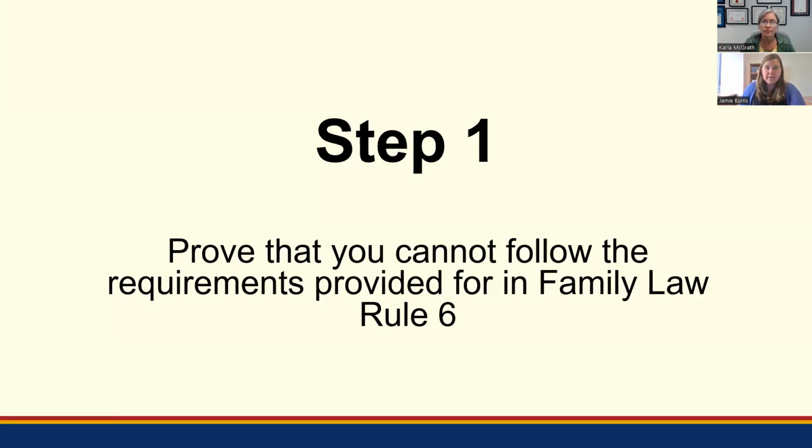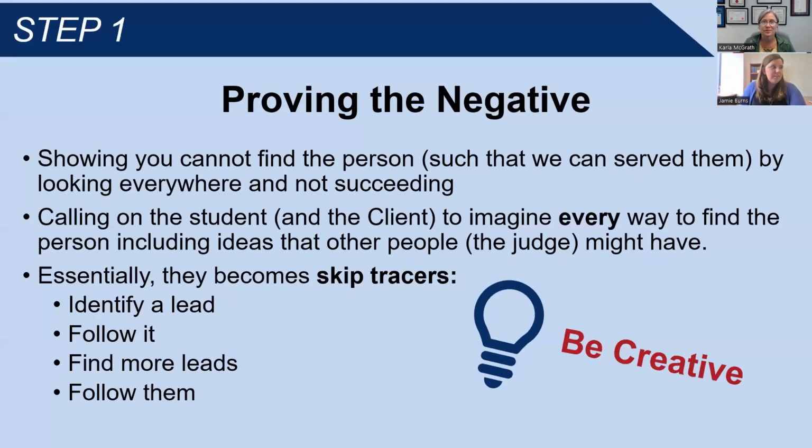Okay, so when we look back at the family law rules, step 1 for a motion for substituted service is that you have to prove that you can't follow the requirements for family law rule 6. So basically that you can't effect special service. So you have to prove a negative.